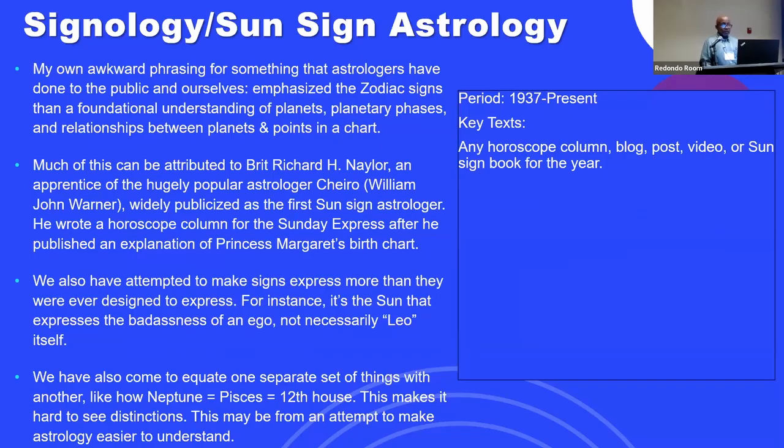I give some measure of the history, starting with Richard Naylor, who actually was filling in for his mentor, Cairo, William John Warner. And he wrote on the announcement of Princess Margaret and did her horoscope. And then that led to like a bum rush for the Sunday Express of interest in astrology. And then he had his own column. We also have attempted to make signs express more than they were ever designed to express. It's the sun that expresses the badassness of the ego or what's associated with ego, not just necessarily Leo itself.